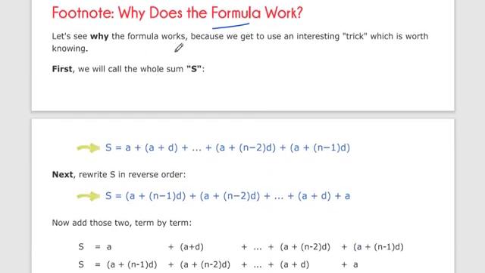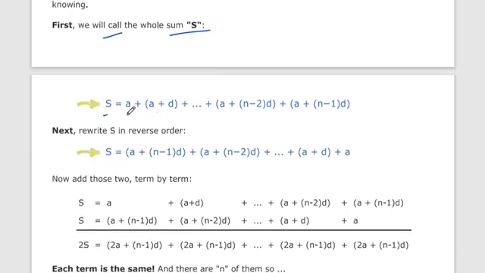First of all, we will call the whole sum S. S is equal to a plus (a plus d), and we continue. We write the n minus 1th term and the nth term. So what will be the n minus 1th term? It is a plus (n minus 2)d.